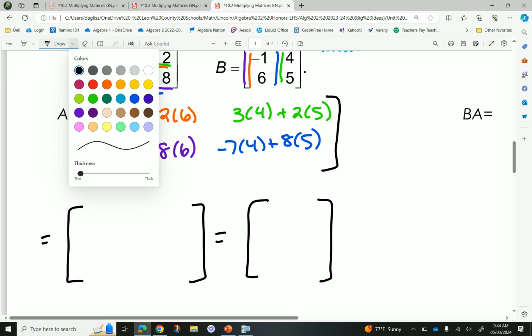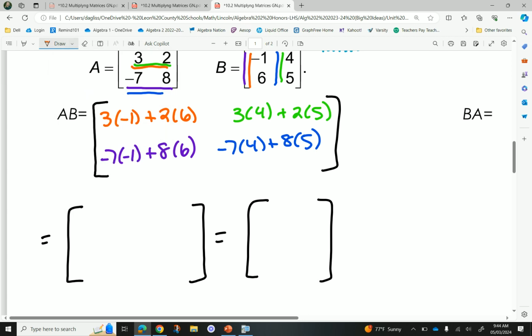All right, let's do some math, friends. 3 times negative 1 is negative 3. 2 times 6 is 12. What is negative 3 plus 12? 9.